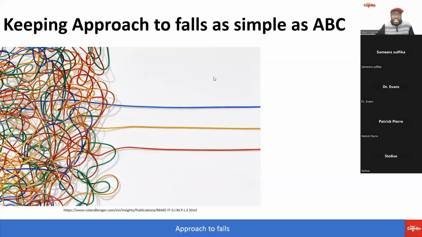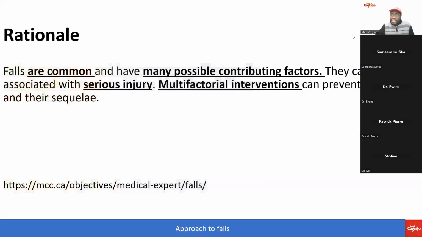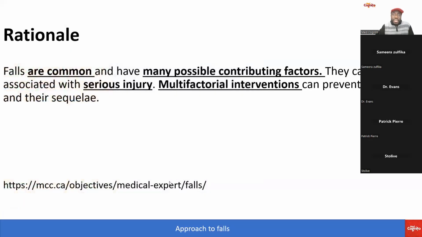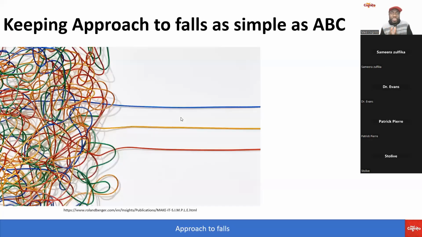So approach to falls. Everything we are treating in our webinars is necessary and critical for you to know for your exam. Let's go. The first thing you have to know with every MCCQE1 objective is the rationale. Every MCCQE1 objective, you've got to know the rationale, because if you don't understand the rationale, you are going to be in trouble.